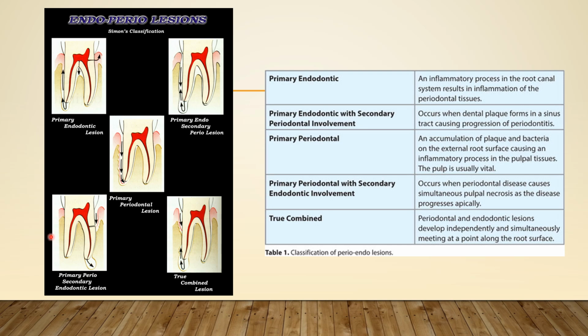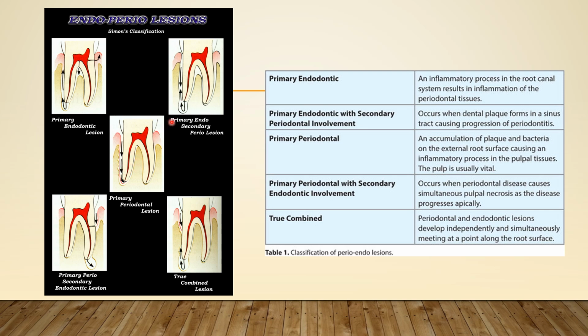So the first one is primary endodontic lesion, that is an inflammatory process in the root canal system. So from the pulpal infection, when it leads to the inflammation of periodontal tissues, that is a primary endodontic lesion. And the second one, the primary periodontal lesion, there is the periodontal problem, there is the loss of periodontium, periodontitis, if it is leading to the pulpal inflammation. So that is the primary periodontal, but the pulp will be vital, so it will cause inflammation in the pulpal tissues. That is the primary periodontal lesion.